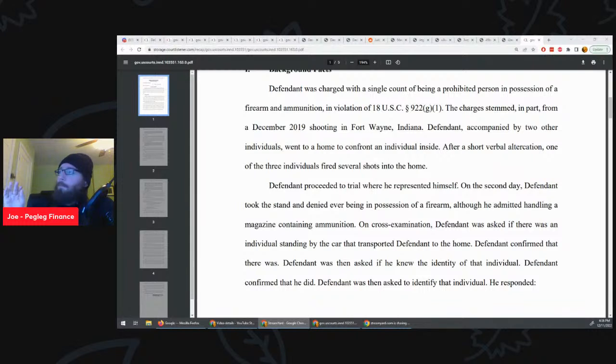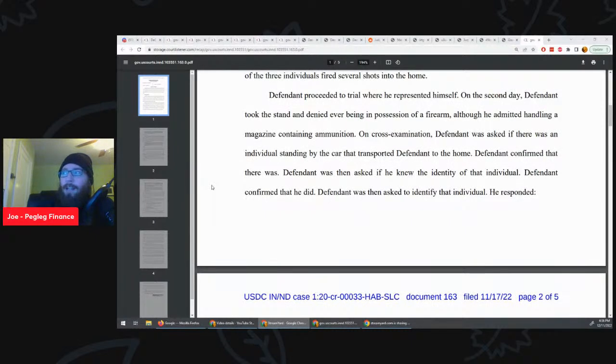And if you notice, the charges stemmed from a shooting where the defendant was accompanied by 2 other individuals. RICO is a criminal organization. Conspiracy.